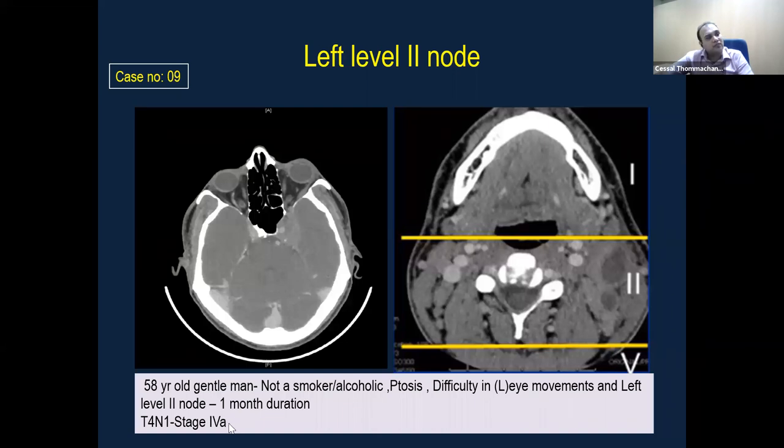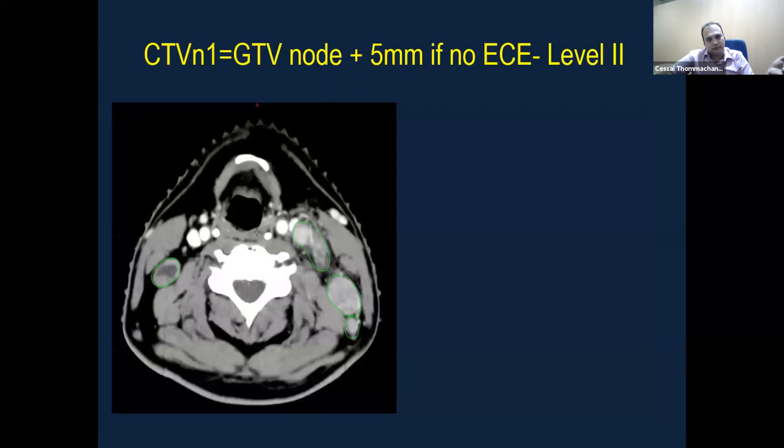And there is no stage 4C. The stage 4B in carcinoma nasopharynx is distant metastasis. There is no stage 4A, B, or C in P16 positive HPV positive oropharyngeal carcinoma. There is no subclassification. Stage 4 means distant metastasis in P16 positive carcinoma oropharynx. Whereas in nasopharynx, stage 4A and 4B are there, there is no stage 4C. 4A is T4 or N3. Stage 4B is distant metastasis.